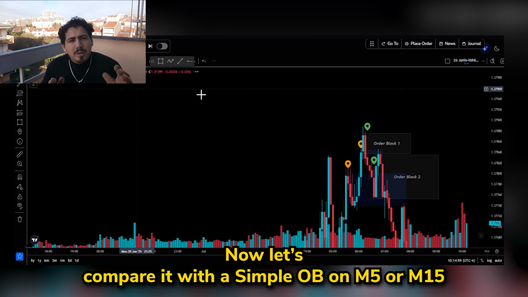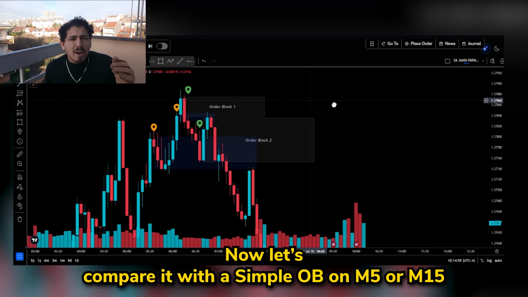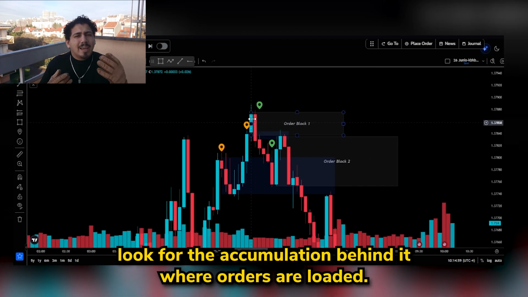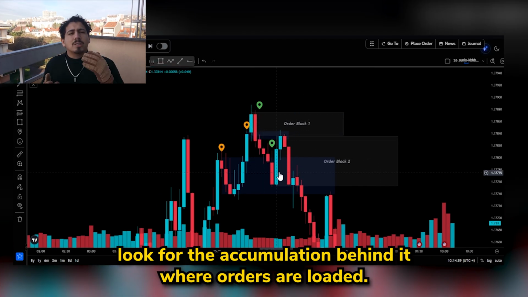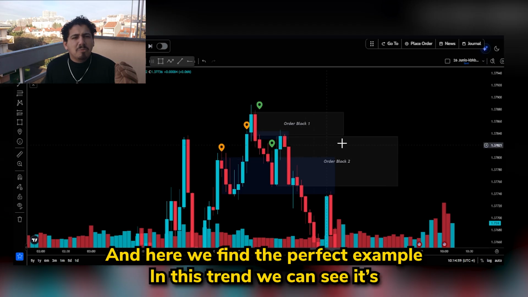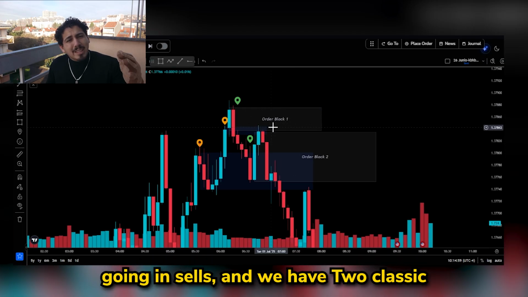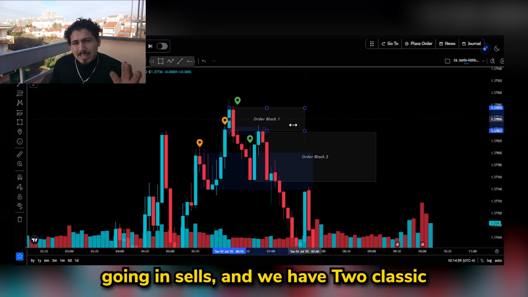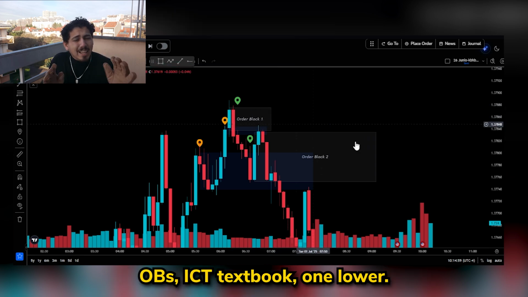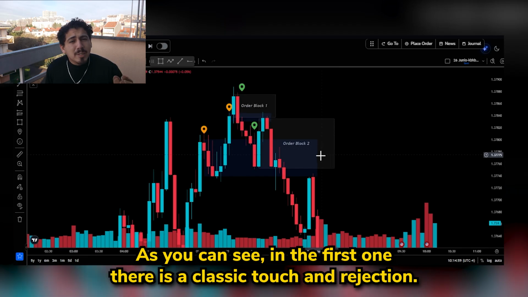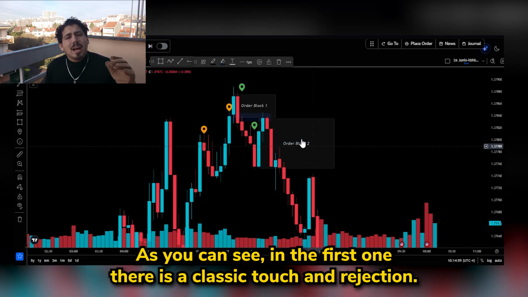Now let's compare it with a simple OV on M5 or M15 as you would normally see it if you don't look for the accumulation behind it when orders are loaded. And here we find the perfect example. In this trend, we can see it's going in cells and we have two classics, OV, ICT textbook, one lower. As you can see, in the first one, there is a classic touch and rejection.